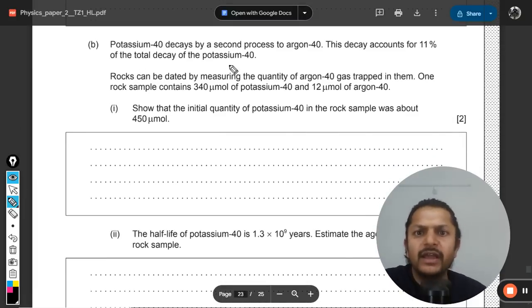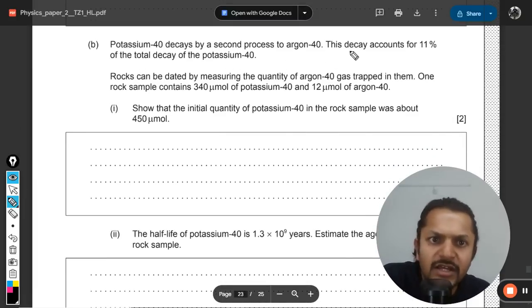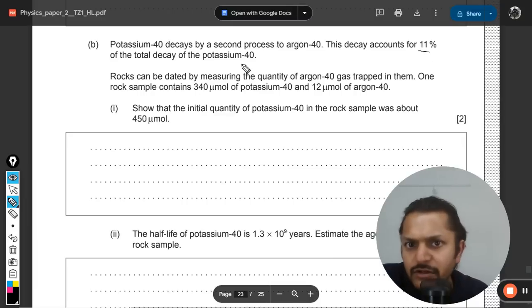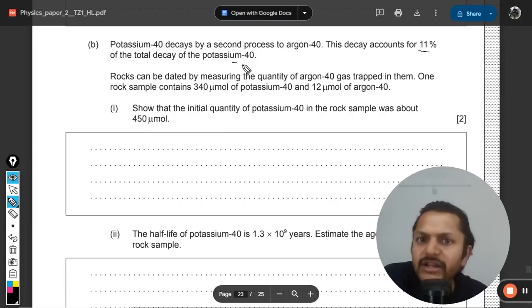Potassium-40 decays by a second process to argon-40. This decay accounts for 11% of the total decays. Rocks can be dated by measuring the quantity of argon-40 trapped in them. One of the rock samples contains 340 micromole of potassium and 12 micromole of argon. Show that the initial quantity of the potassium-40 in the rock sample was about 450 micromole.